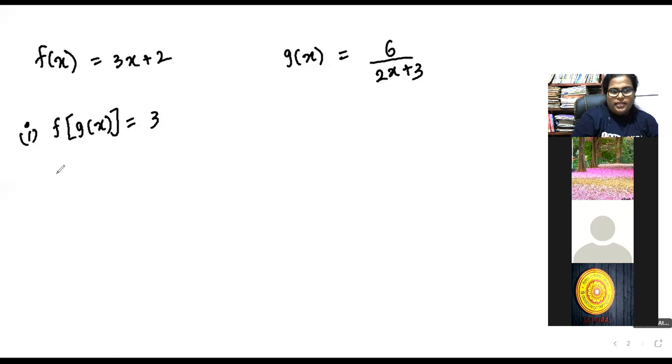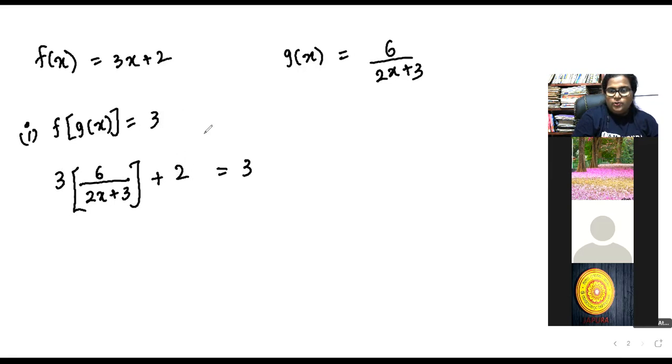So when we take this f(x) function, you know that 3x plus 2 is f(x). So instead of this x, we have to substitute this g(x) function here. So g(x) function is 6 over 2x plus 3, plus 2, because you have to take the f(x) function here. So this is 3 times 6 over 2x plus 3, plus 2, equals 3. Then you have to solve this.